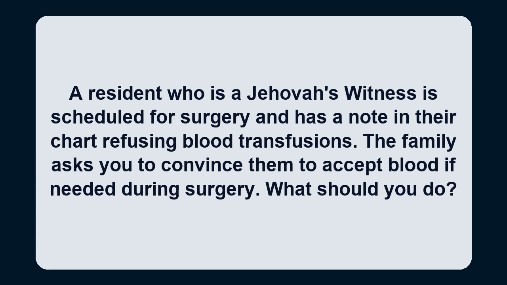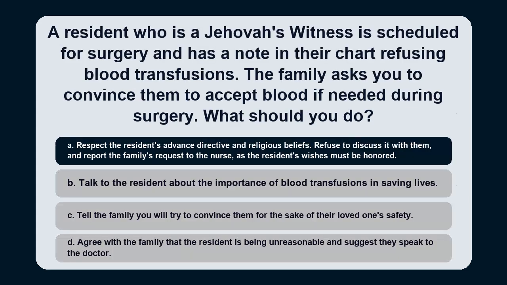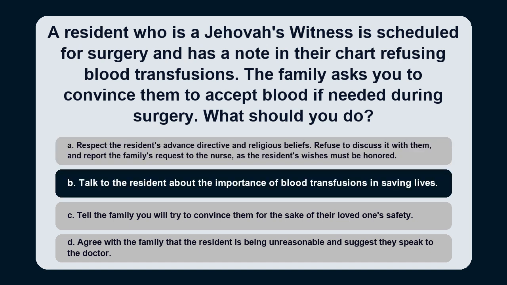Question 6. A resident who is a Jehovah's Witness is scheduled for surgery and has a note in their chart refusing blood transfusions. The family asks you to convince them to accept blood if needed during surgery. What should you do? Option A. Respect the resident's advance directive and religious beliefs. Refuse to discuss it with them and report the family's request to the nurse, as the resident's wishes must be honored.